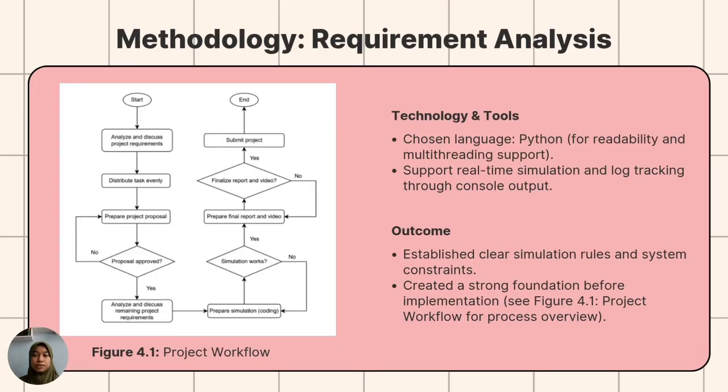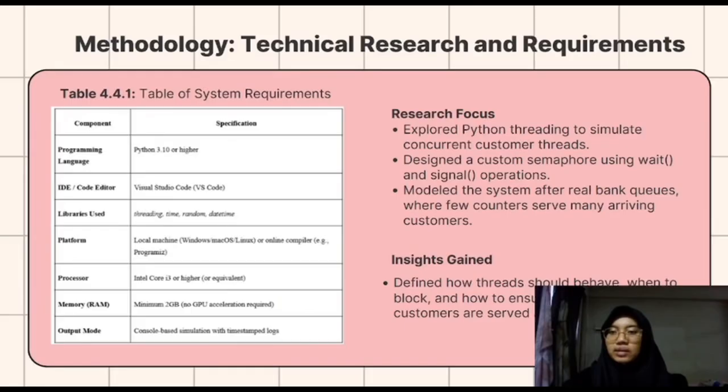Next is technology and tools. We chose Python because it's readable and handles multi-threading well. For our outcome, we set clear rules, simulation rules, and system constraints. We create a strong foundation before implementation. In the table of system requirements, we have specified all of the components that we have used, like our programming language, the IDE used, libraries, platform, processor, memory, and also the output mode.